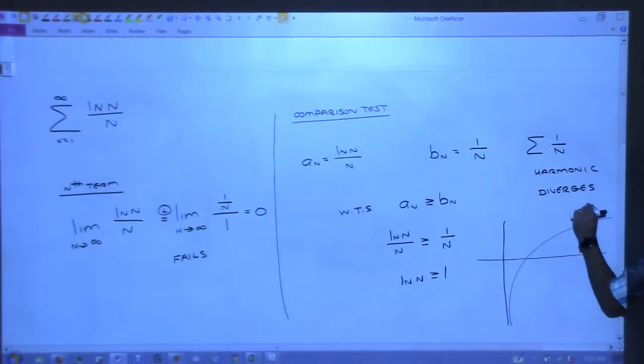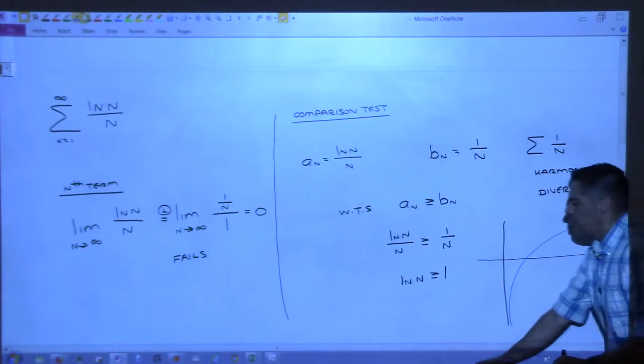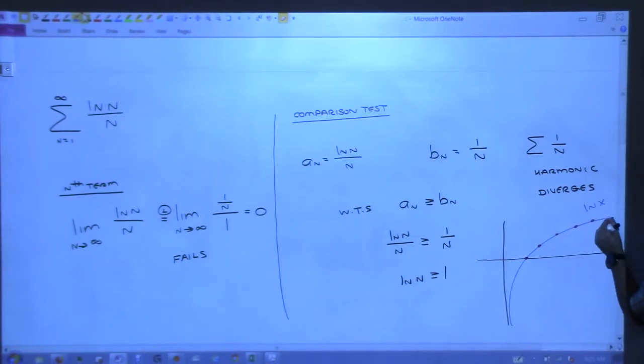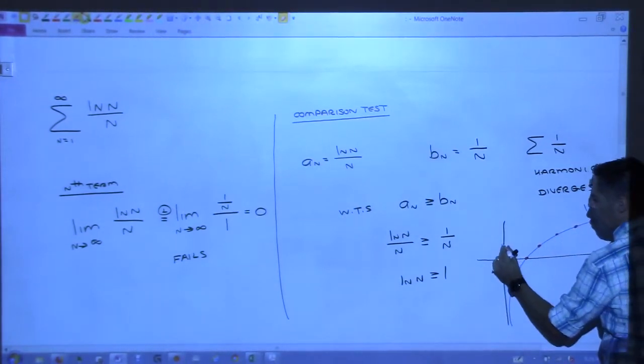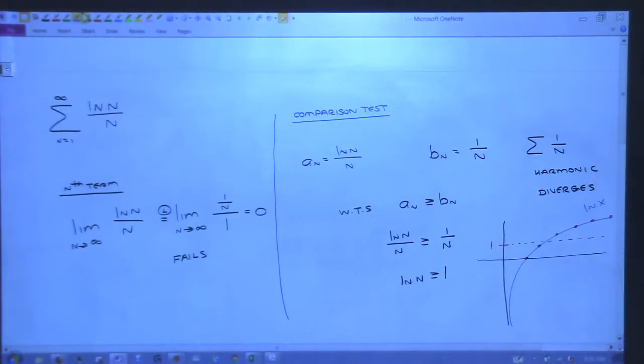This would be natural log of x. But natural log of n, where would we start? We start with n being 1, and what's natural log of 1? 0. So the sequence of natural log of n starts here, and then it does this, right? Because it lives on that graph. And then we're asking, is it greater than 1? 1 is somewhere out here. Is natural log of n greater than 1?